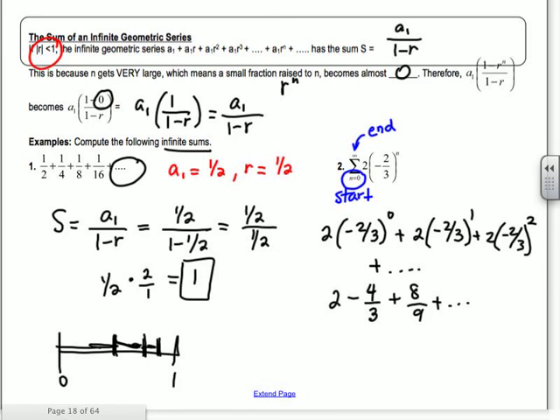So let's figure out what those numbers are. So negative 2/3 to the 0 is 1, so times 2 would be 2. Negative 2/3 to the 1 is negative 2/3, so times 2. So if you need to do it off to the side, think of 2 over 1 times negative 2/3. What do we get? Negative 4/3, right? The next one I have 2 times, that ends up being 4 over 9, right? Negative 2/3 squared, so square the top, square the bottom. So you get 8/9, and so on.